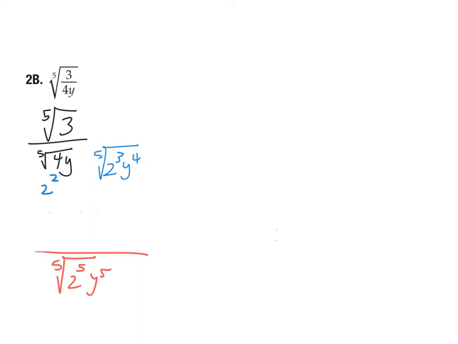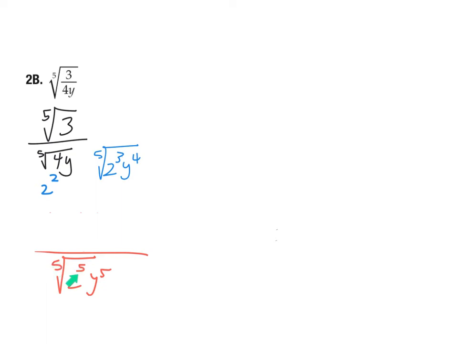2 squared times 2 to the third is 2 to the fifth. Y times y to the fourth is y to the fifth. So I've rewritten everything under here as something to the fifth power, which means they'll all cancel out. Which is good, because then I won't have a radical anymore. Okay? So I'm just going to keep finishing on this and show you that cancellation.